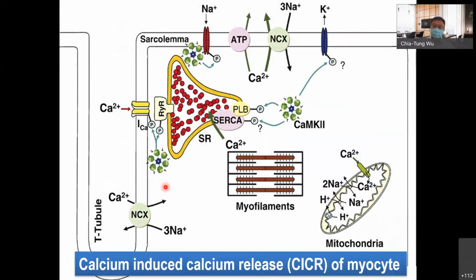Which ion is the key ion for the myocardial contraction? Actually, it's calcium, not sodium, not potassium. Sodium channel is responsible for the conduction of the signal. Potassium channel is responsible for the membrane potential, and the calcium channel is responsible for the contraction.